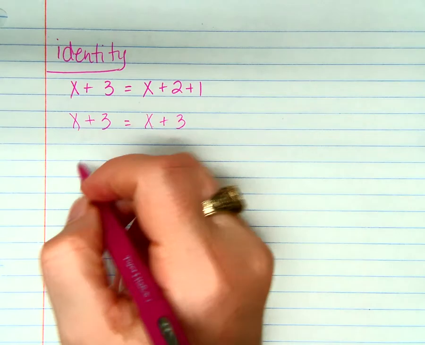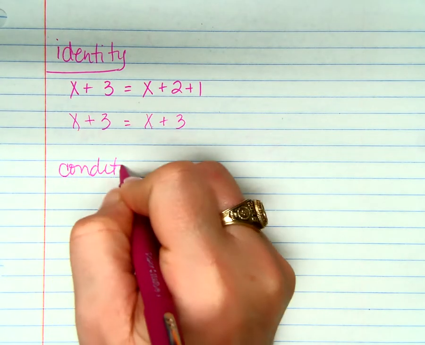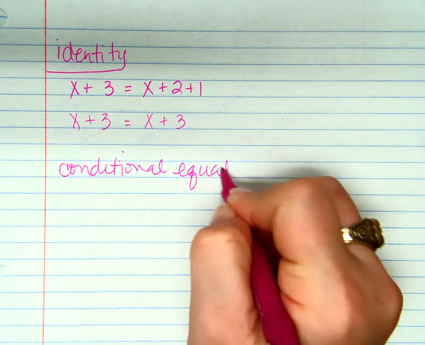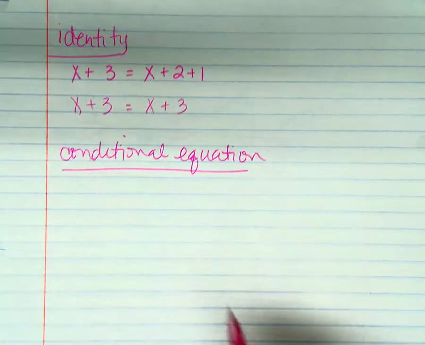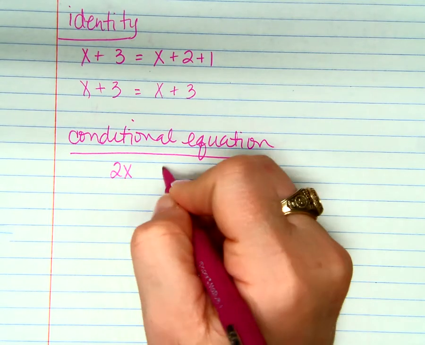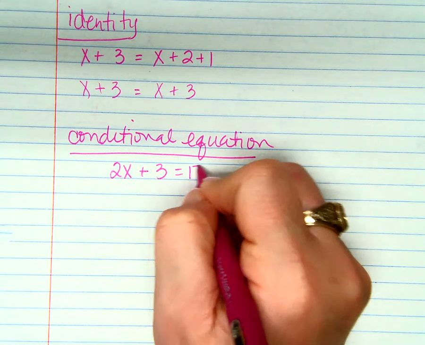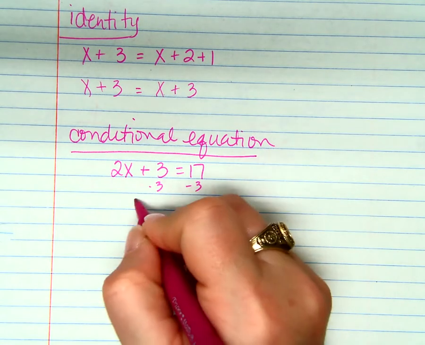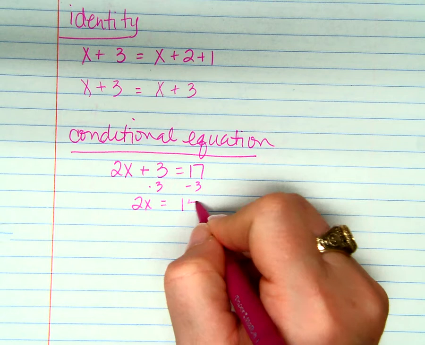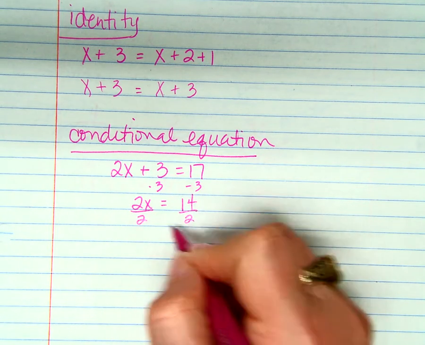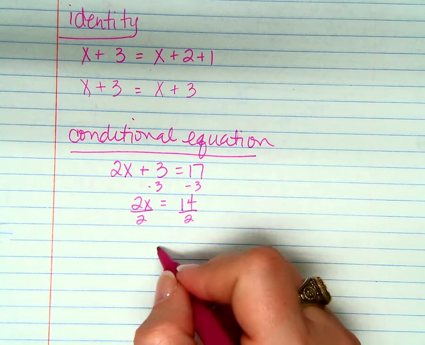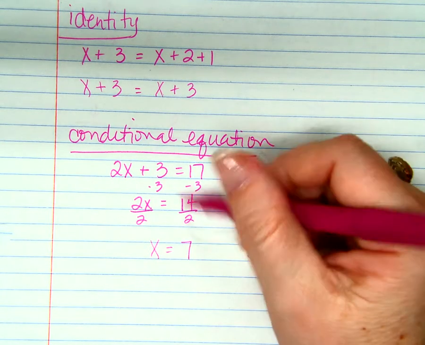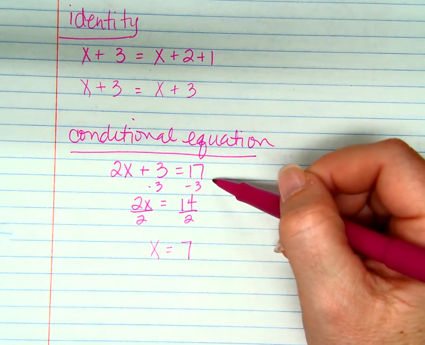Now, a conditional statement, or a conditional equation, really, would be something like this. If I solved this, 2x plus 3 equals 17, if I subtract 3 from both sides, this is kind of like what we talked about at the beginning, right? Solving linear equations. If I subtract 3 from both sides and then divide both sides by 2, I get something like x equals 7. Well, x equals 7 is conditional on this part of the equation being true, right?